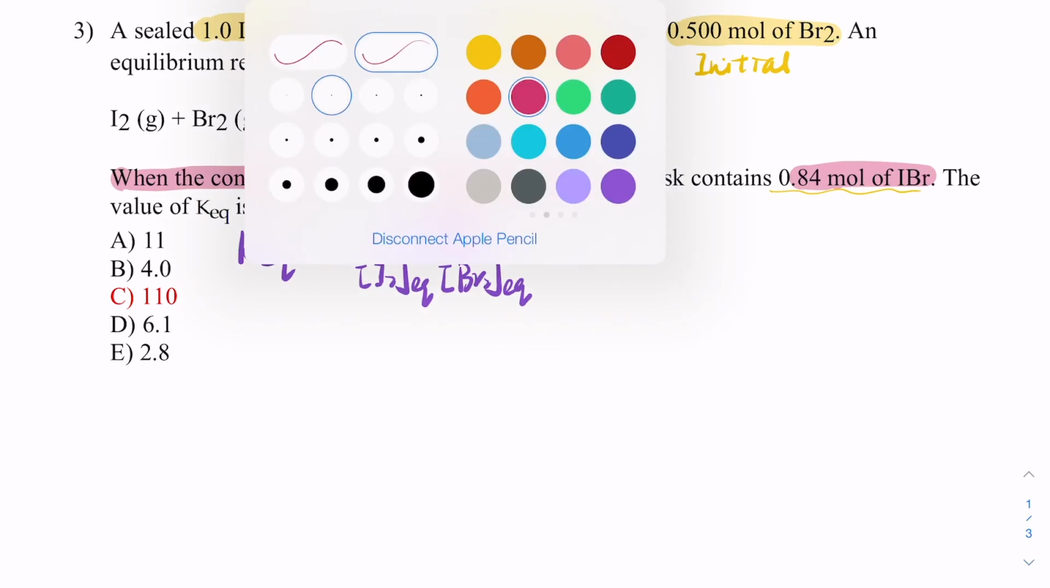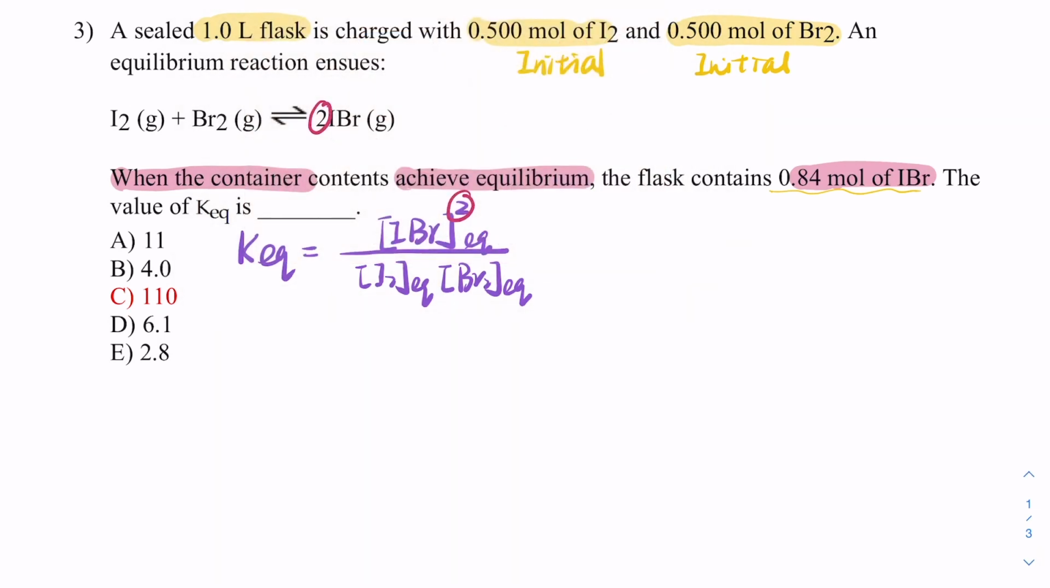Then you ask, what do I already know? Again, the sentence I highlighted in pink says when it reaches equilibrium, and you have the concentration. This is actually 0.84, but that's moles. Is this a concentration? No, I have to calculate it. So now is the time we use that liter and turn it into molarity. That's something don't forget to do. And then these two we don't know, so we need to calculate them. How are we going to calculate those two?